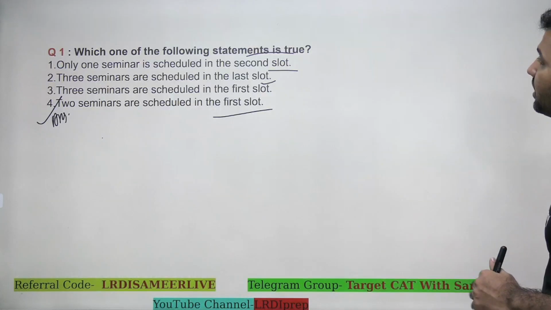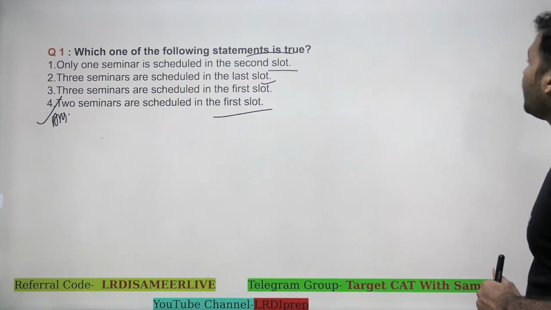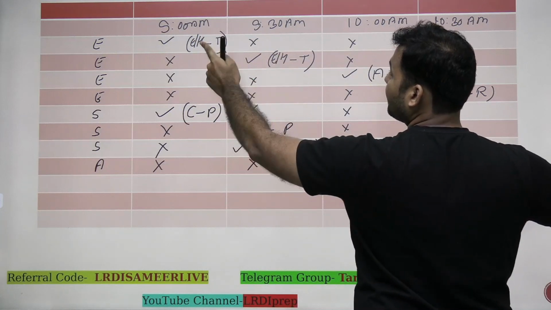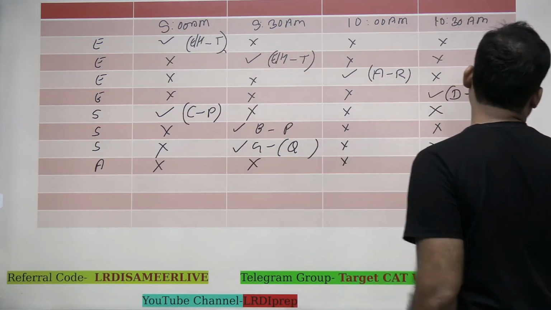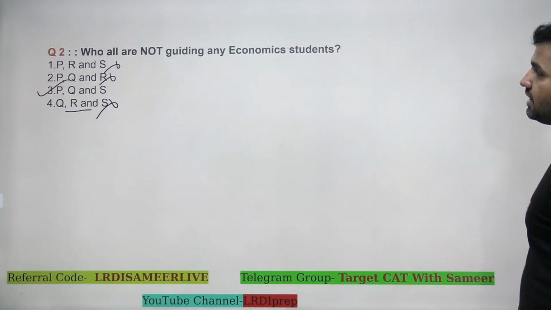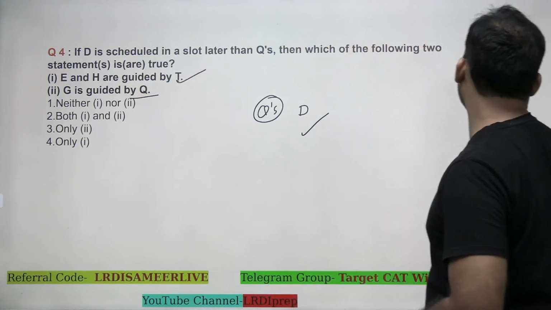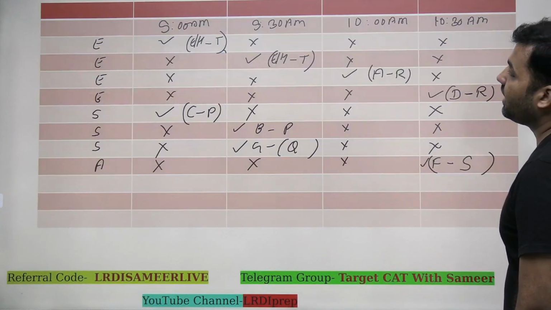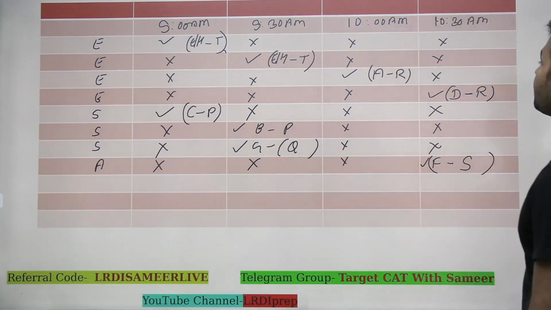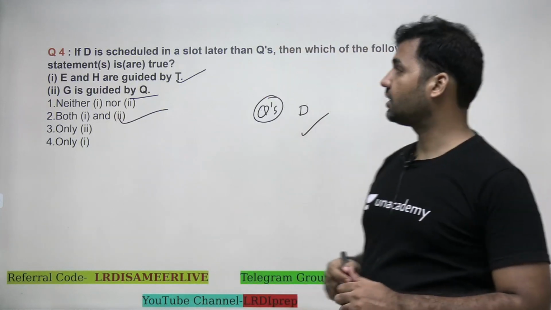Now let's look at the statement. It says that E and H are guided by T. So we know that both of these 2 slots must be filled by either E or H, and you can see that both are guided by T. So whether E comes here or H comes here, both of these 2 people will be guided by T. So yes, that statement is correct. E and H are guided by T. G is guided by Q. Yes, G is guided by Q. That's also a correct statement. So both of the statements are correct. Answer would be the second option, right?